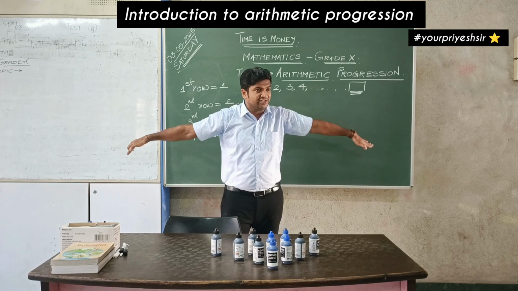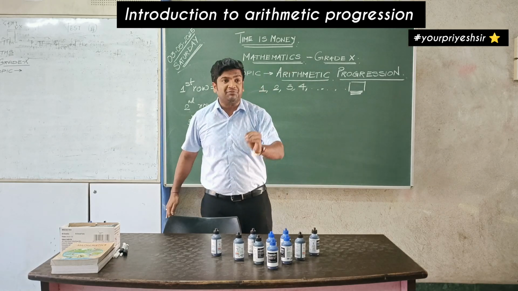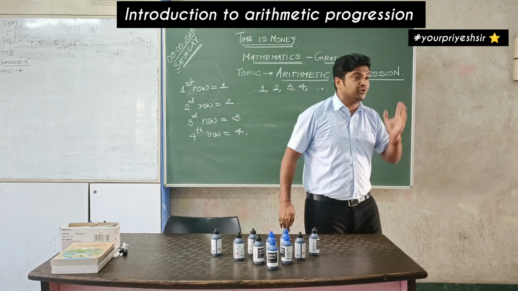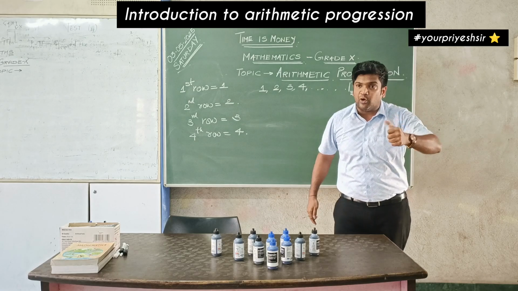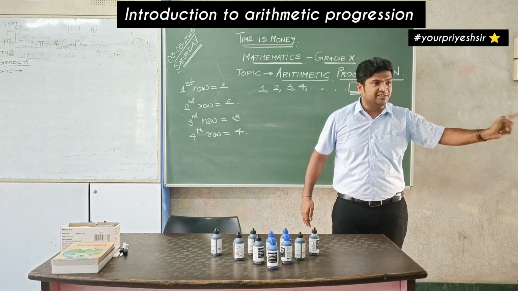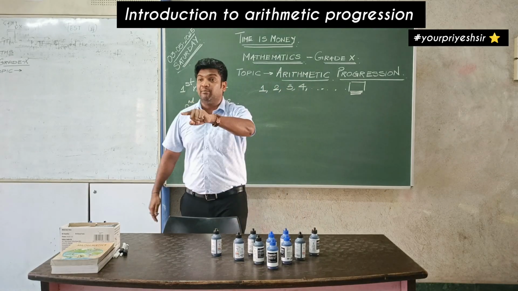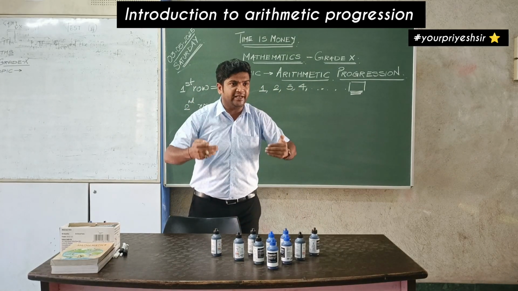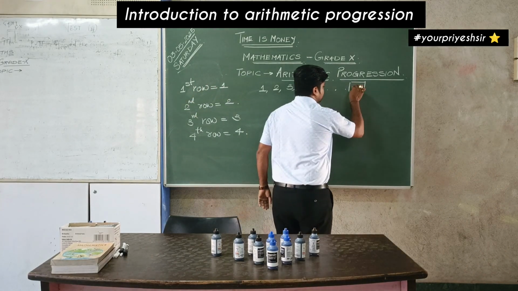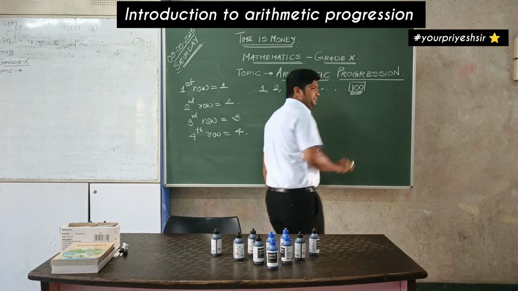see, I have purposefully kept an easy example to understand that 1 row, 1 bottle, 2 row, 2 bottles, 3 row, 3 bottles. So you know, in the 100th row, how many ink bottles? Obviously, the answer will be coming as 100. Okay, so it should be 100.